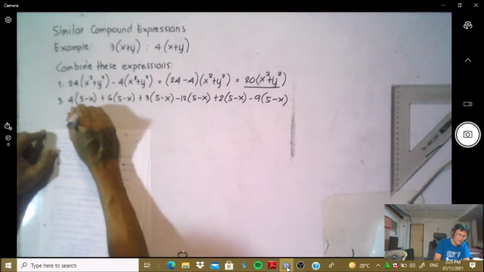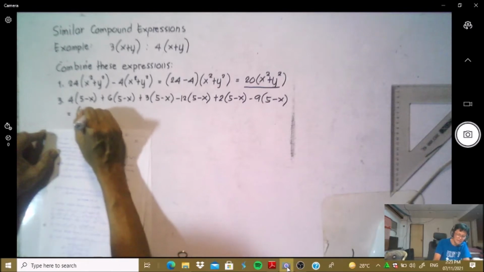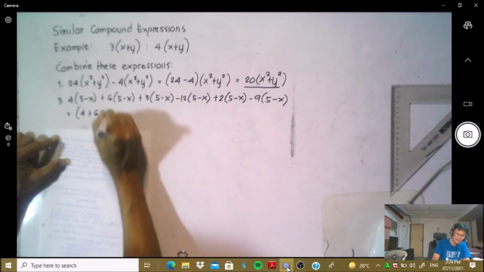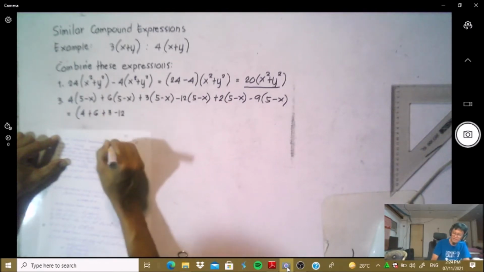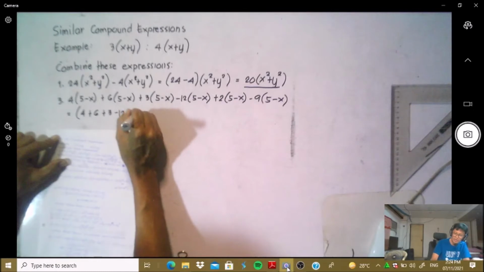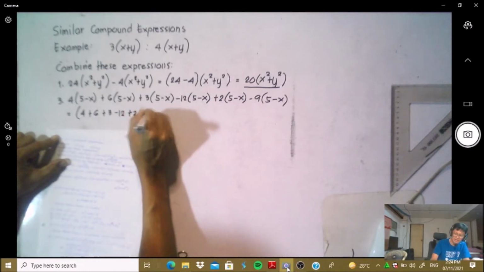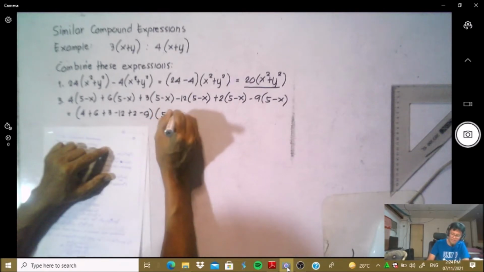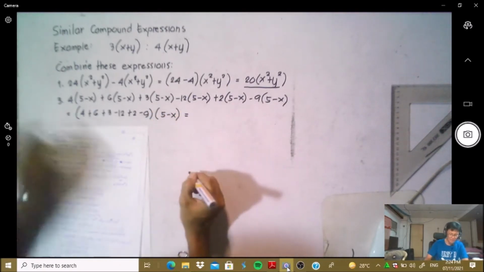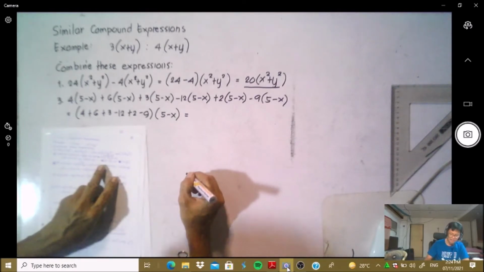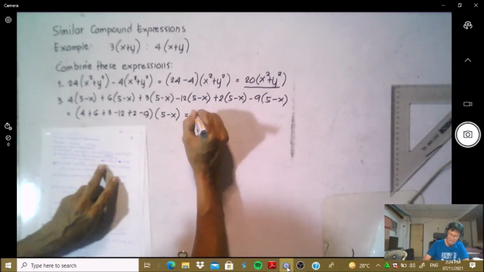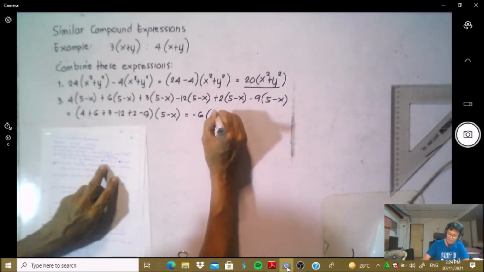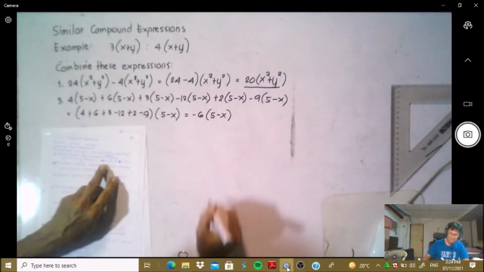And therefore, we will have 4 plus 6 plus 3, then minus 12, plus 2, minus 9 multiplied by the quantity 5 minus x. And therefore, we have negative 6 multiplied by 5 minus x.